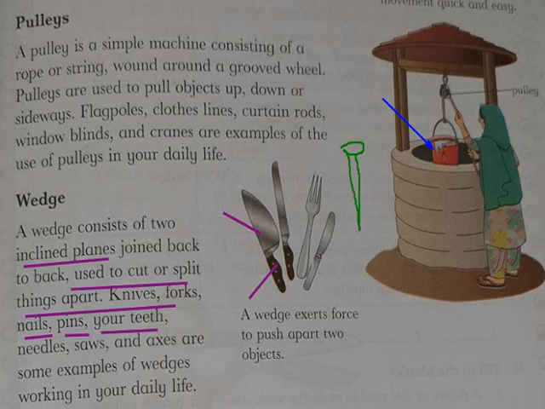If you see here, if this is an inclined plane and this is also an inclined plane, both are inclined planes, and we use inclined planes to cut things, to split things. For example, teeth also are examples of wedges. Knives, forks, nails and pins, needles, saws and axes are all examples of wedges.